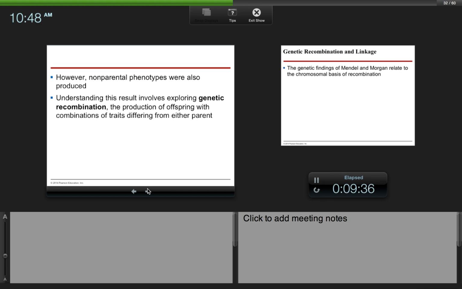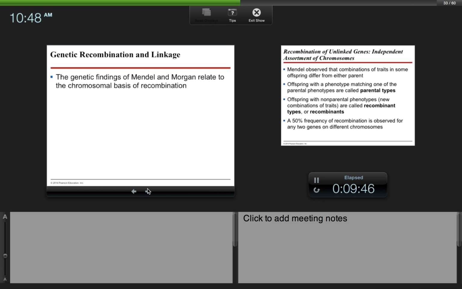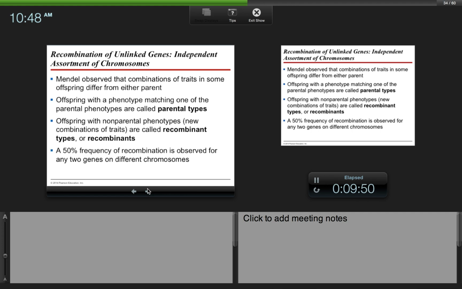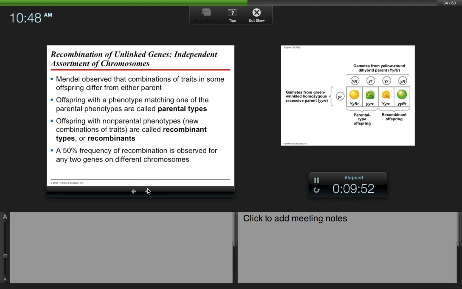Understanding this result involves exploring genetic recombination, the production of offspring with combinations of traits differing from either parent. The genetic findings of Mendel and Morgan relate to the chromosomal basis of recombination. Mendel observed that combinations of traits in some offspring differ from either parent. Offspring with a phenotype matching one of the parental phenotypes are called parental types. Offspring with non-parental phenotypes are called recombinant types or recombinants.